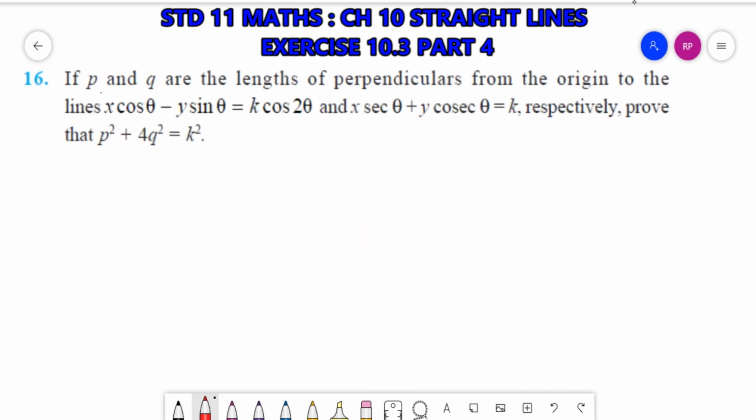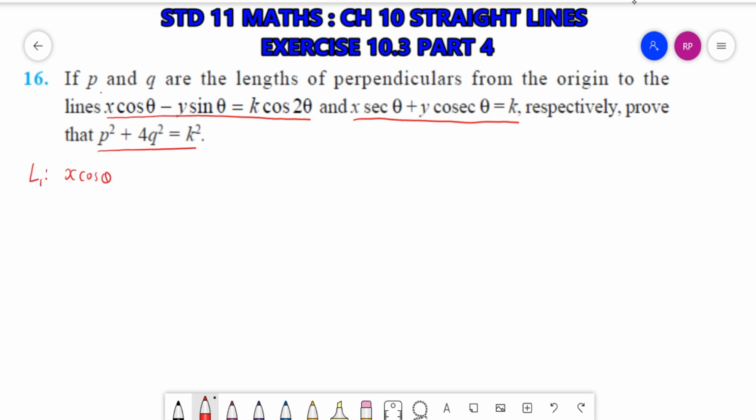Question number 16. If p and q are the lengths of perpendicular from the origin to lines x cos theta minus y sin theta equal to k cos 2 theta and x sec theta plus y cosec theta equal to k, then we have to prove that p square plus 4q square equal to k square. Okay. So now first let's take line 1.